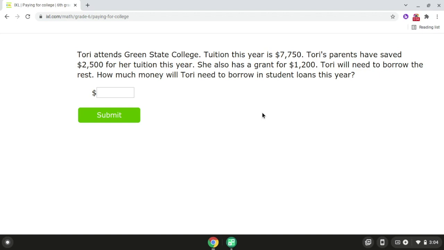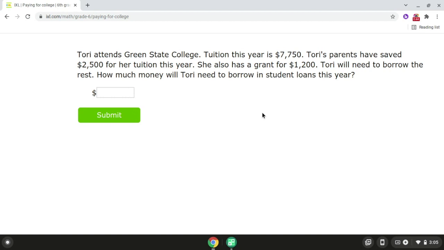Okay, so problem number 4 is telling us that Tori attends Green State College. Tuition this year is $7,750. Tori's parents have saved $2,500 for her tuition this year. She also has a grant for $1,200. Tori will need to borrow the rest. How much money will Tori need to borrow in student loans this year?